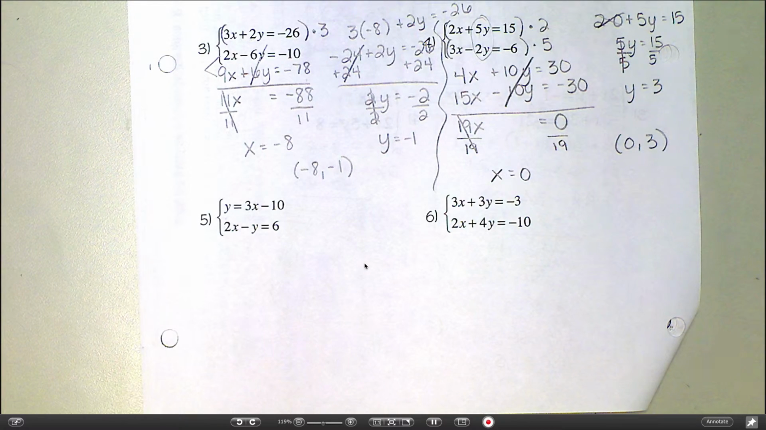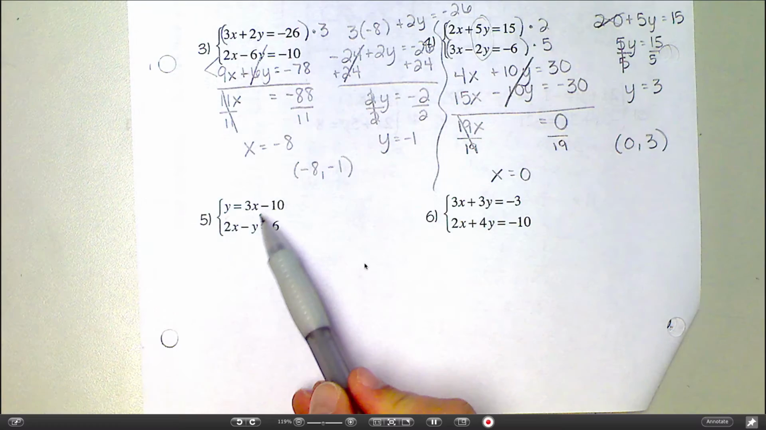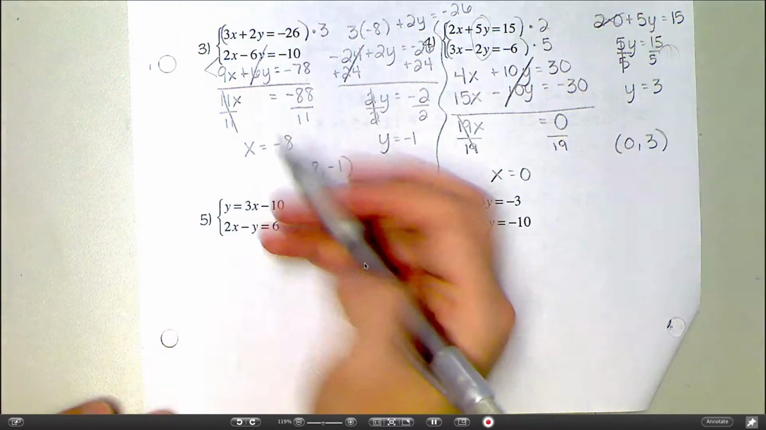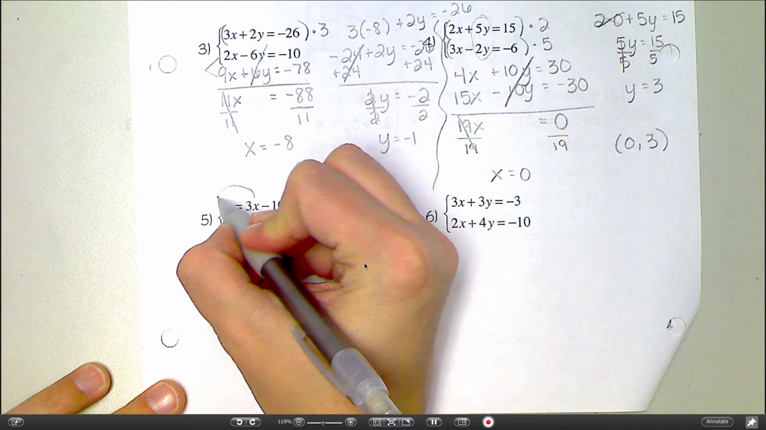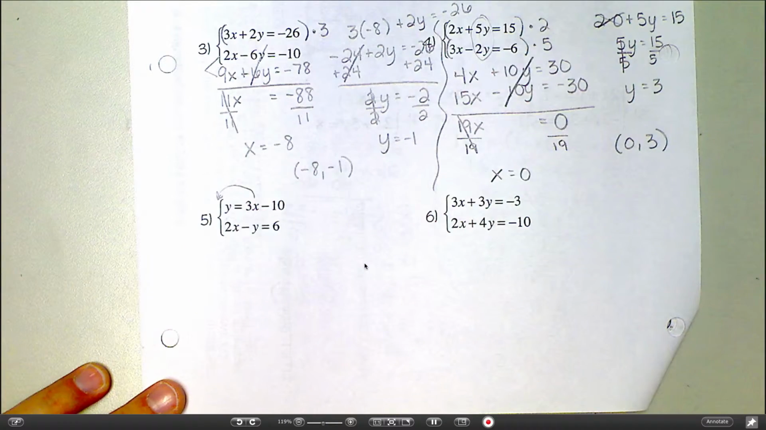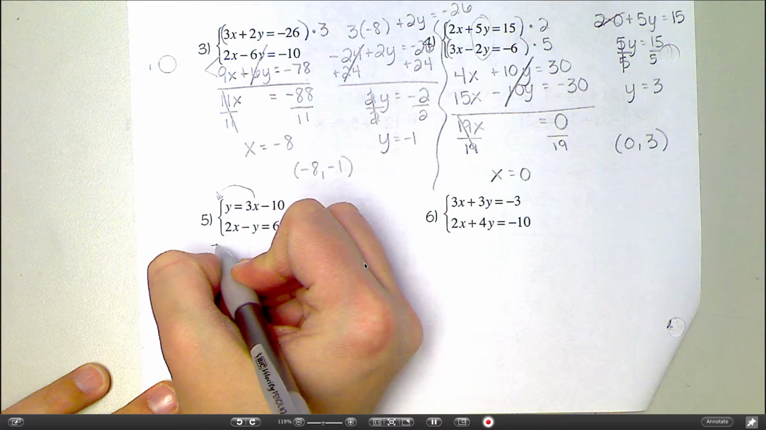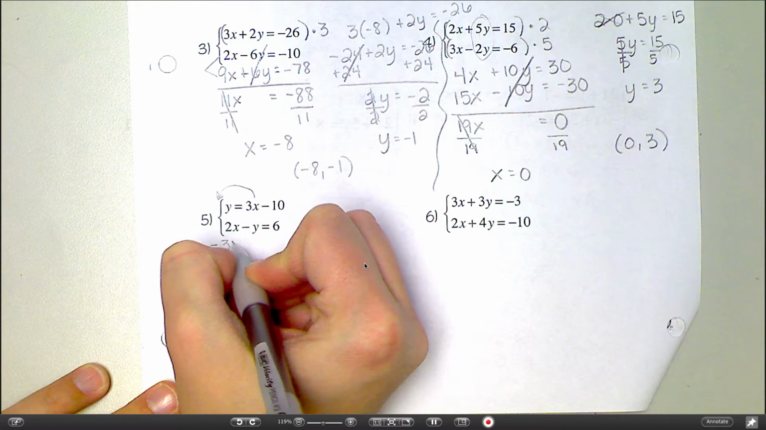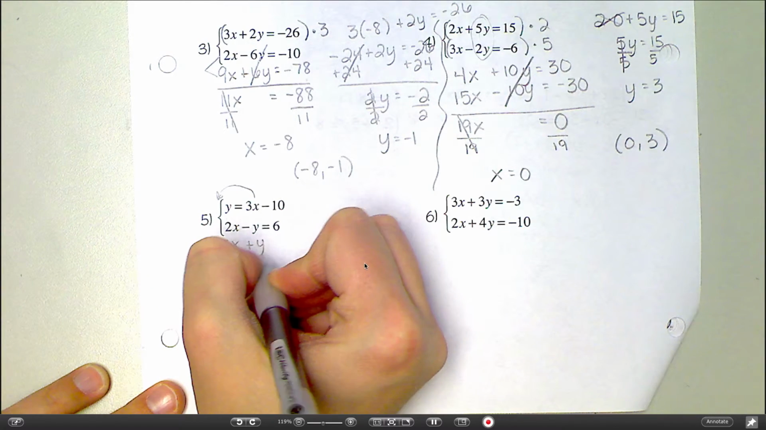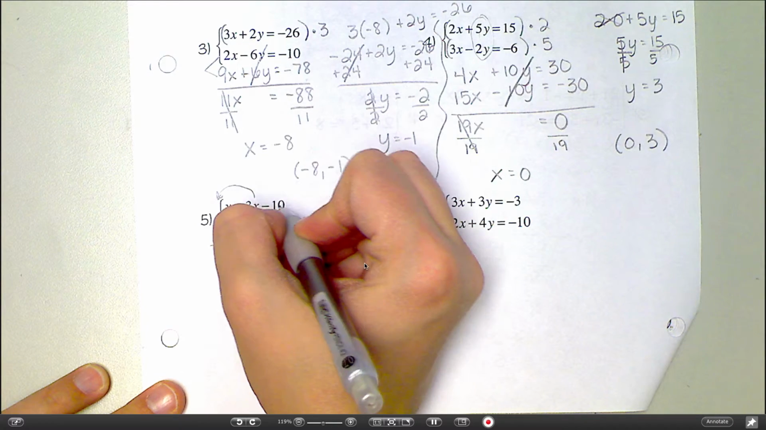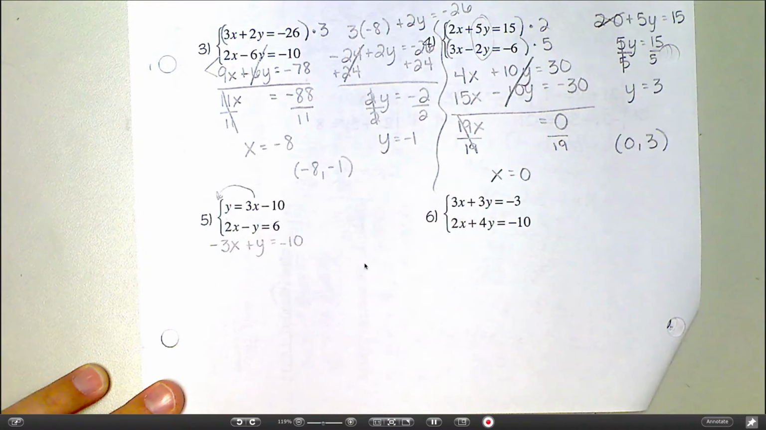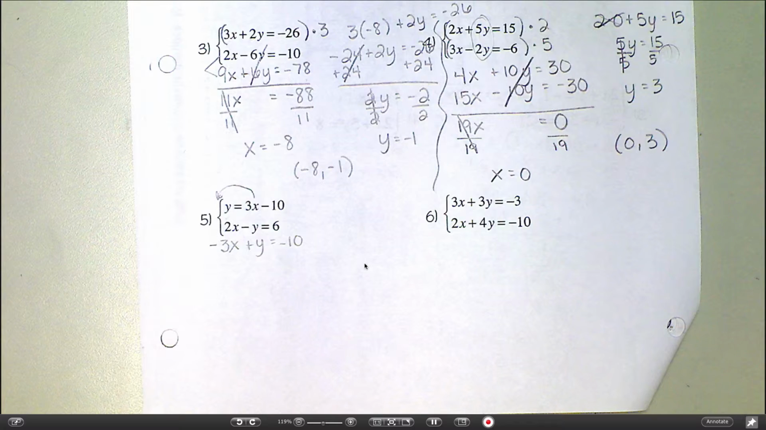But if I hand you this and say, here, you have to use elimination, we're going to have to move things around so that we can get them lined up. If I wanted that top equation to match with the bottom equation, I'm going to take this 3x and move it to the other side, okay? When I do that, it's going to become negative. So I'm going to end up with negative 3x plus positive y equals, and then over here I would still have this negative 10.